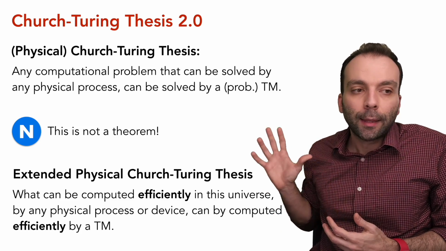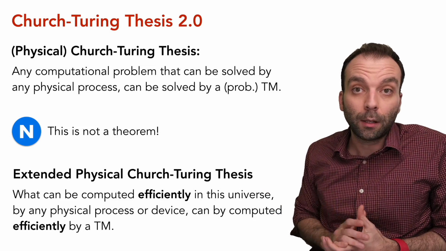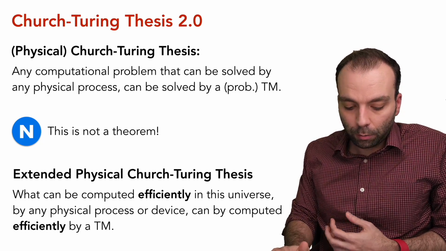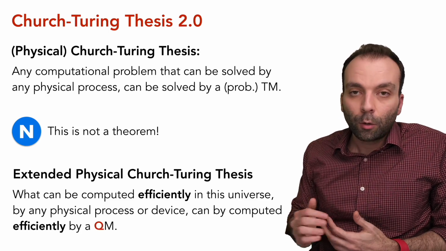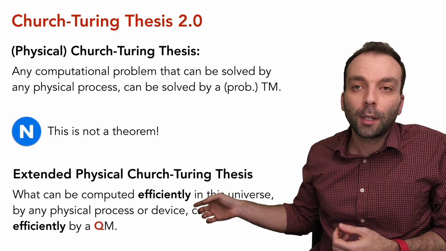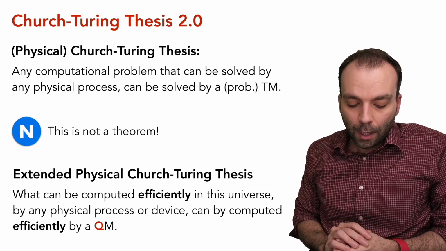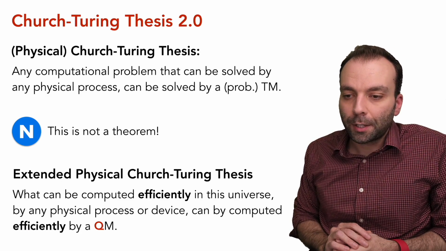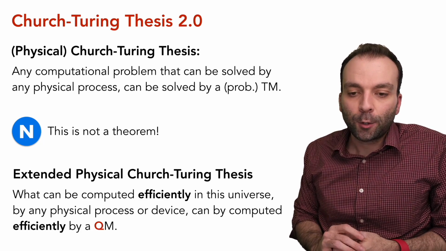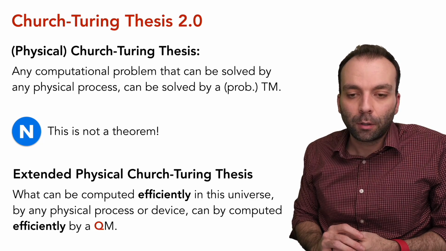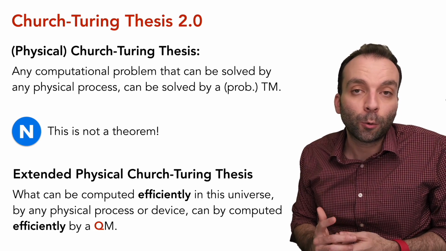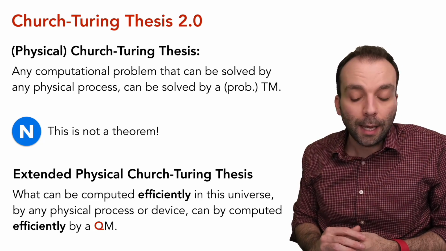Now, this does not mean that the extended physical Church-Turing thesis is fundamentally broken. It just means that you have to update it. And rather than talk about Turing machines, you have to talk about quantum models of computation. So what I did here is turn the T into a Q. That makes sense because the universe is quantum mechanical, and so to faithfully capture computation in this world, it makes sense that your model of computation is also quantum mechanical, right?